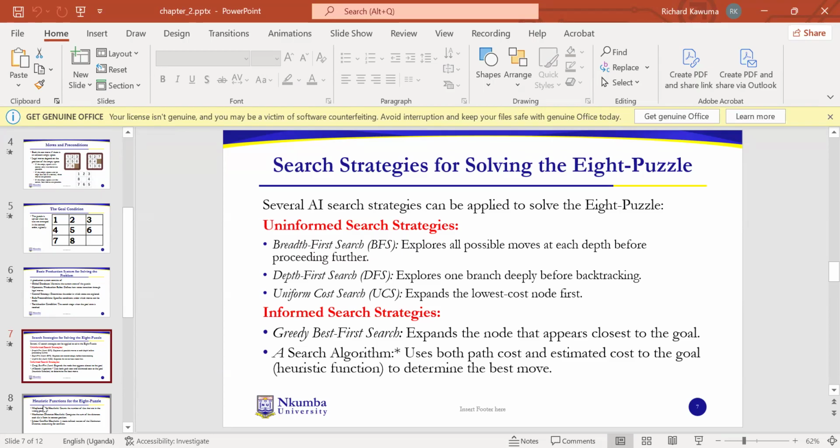Then uniform cost search. Uniform cost search expands the lowest cost node first. Sometimes some of us, when we go to town to buy things, we move around from shop to shop. What are we looking for? The lowest cost.